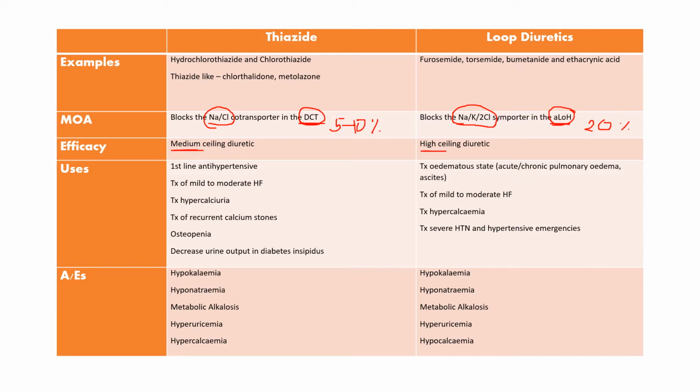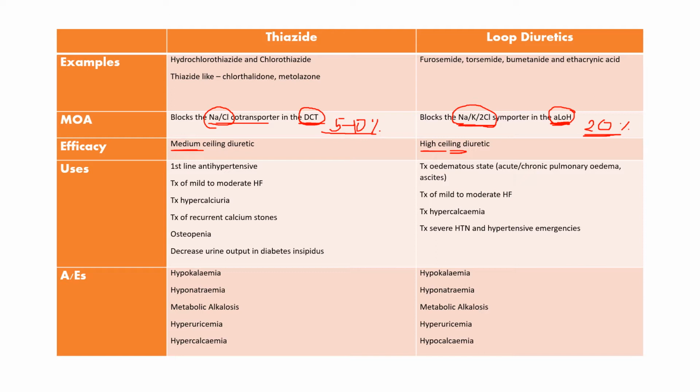So if you think about it, if we block the NaCl co-transporter in the DCT, then we cannot reabsorb the 5 to 10% of the sodium. And if we block the sodium potassium 2-chloride symporter in the ascending loop of Henle, then we block essentially 20% of the sodium we can reabsorb. So the more sodium you don't reabsorb, the more water you lose, which is why loop diuretics are more potent. We lose more water with loop diuretics than thiazide diuretics.